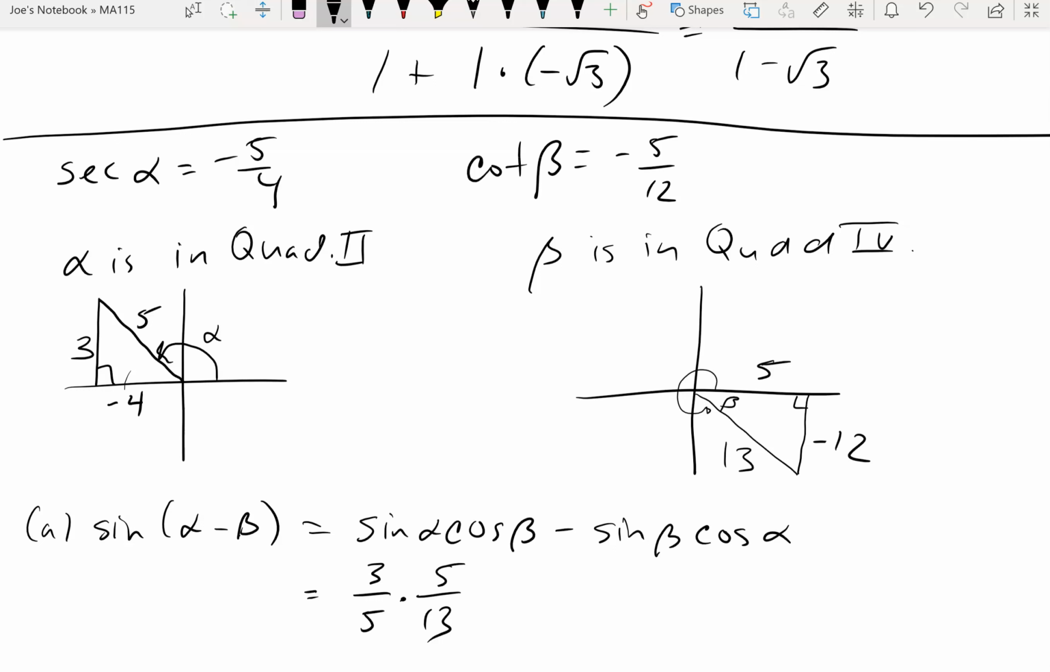So what about sine of beta? Okay. Good. Careful. This is cosine of alpha. There you go. Negative 4 over 5. Good. See if you can do the next two. Because you don't have to redraw the triangles. You just need to do the identities for the next two.